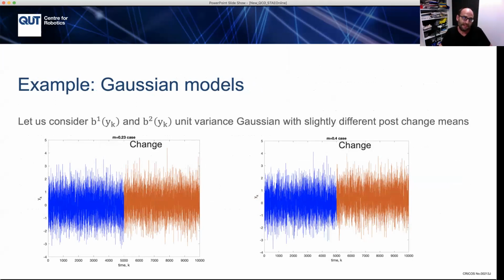So the before change model here is the same. For the after change models, I'm considering two slightly different cases. On the left, we have an after change model with m equals 0.23, and on the right is 0.4. So there's only a slight difference. And again, I've encoded these sequences so that blue is before the change and red is after the change.